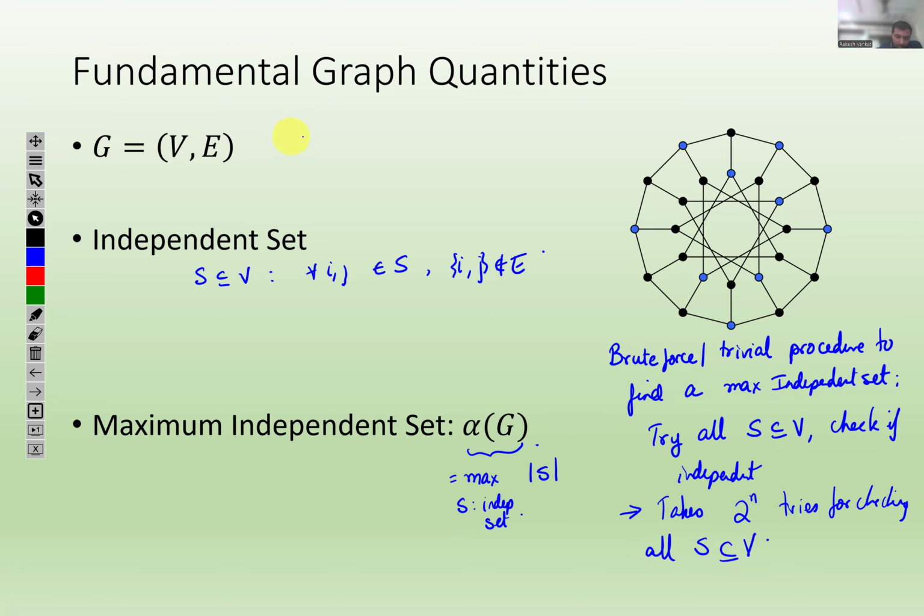I should be careful. I have not mentioned this, but the size of the vertex set is n, which is why I'm saying 2 raised to n. There are 2 raised to n subsets. Maybe you want non-empty subsets, so 2 raised to n minus 1. But as I've seen in asymptotic analysis, we don't care whether it's 2 raised to n or 2 raised to n minus 1.